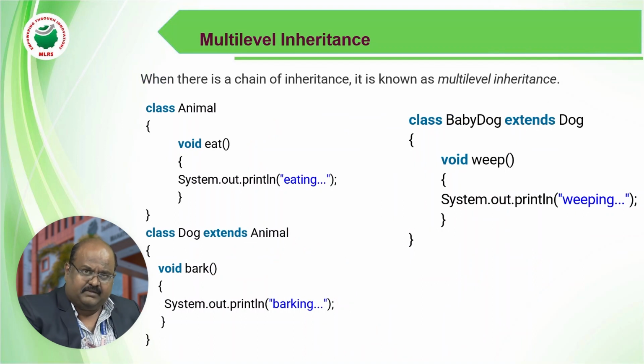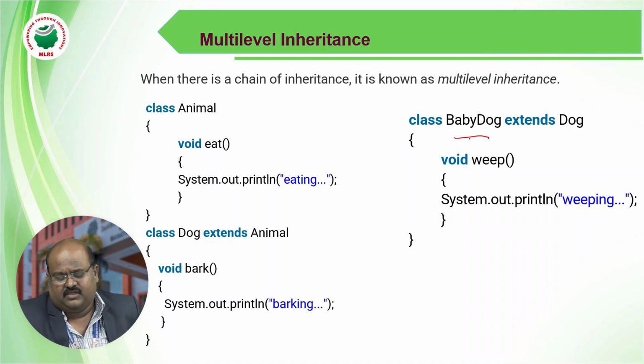So coming to multi-level inheritance. Here Animal is a base class, and coming to the derived classes, there is Dog, and one more derived class, BabyDog, right? Observe this: whatever eat method is there, you have one more method called bark in your Dog class, and one more method called weep in your child class, that means your grandchild class.